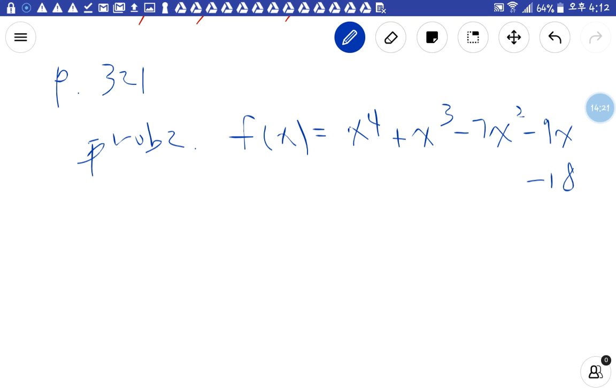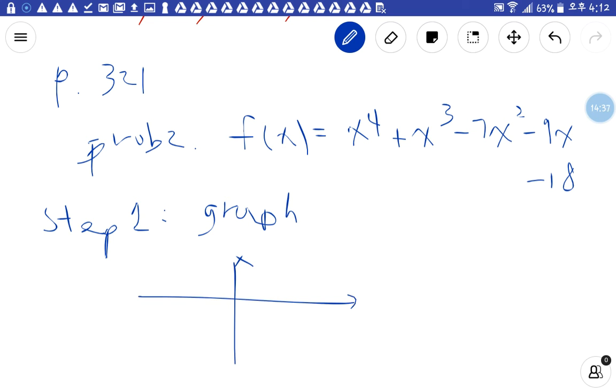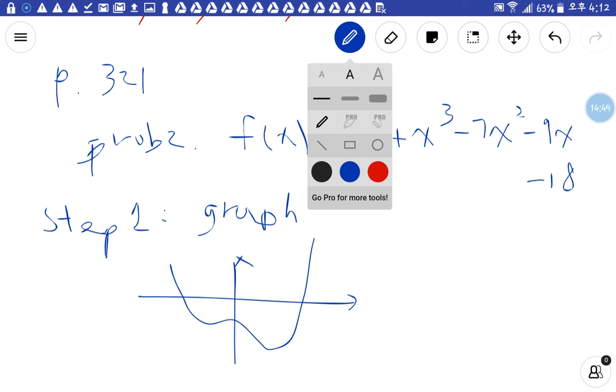If you don't have a graph, please look at the book, page 321. They already show you the graph, right? So step 1, we need to find the graph. Their graph looks something like this. Alright, so we are going to find the zeros from there, which are the x-intercepts.